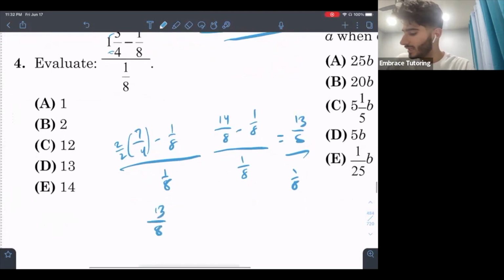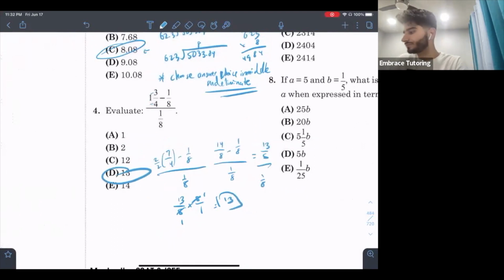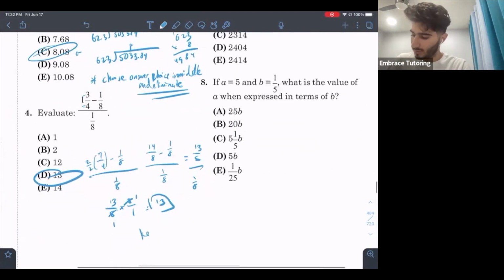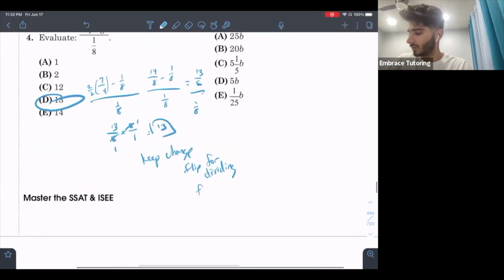If we do 13 over 8, you have to do keep, change, flip. So you keep, change to multiplication, and then flip, to 8 over 1. They cancel, and you get 13 as your answer. Choice D for question 4. Keep, change, flip, for dividing fractions.